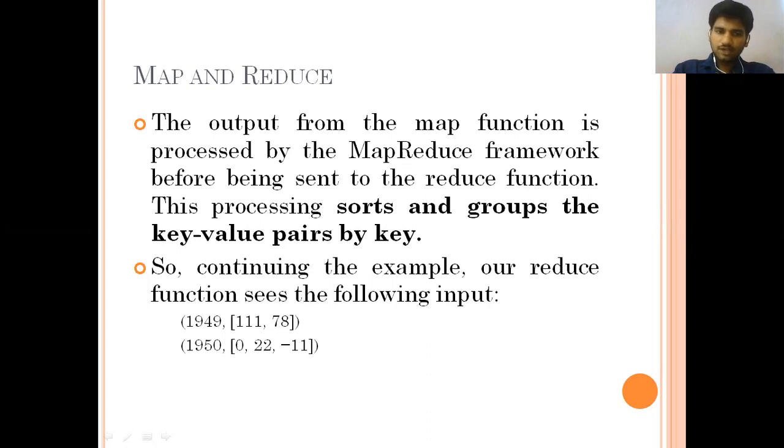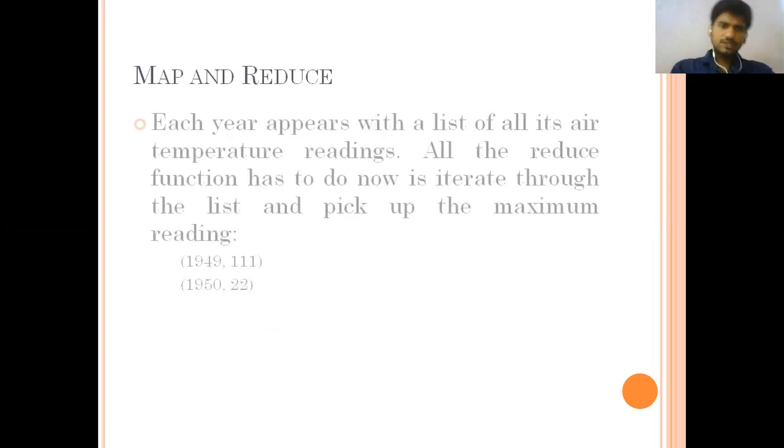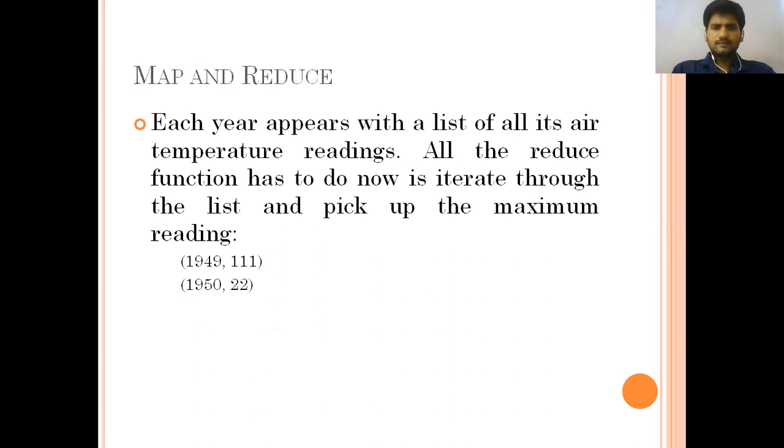So in 1949 we have 2 different temperatures, and in 1950 we have 3 different temperatures. This is the final output of our mapper function. Each year appears with a list of all its air temperature readings. All the reduce function has to do now is iterate through the list and pick up the maximum reading.